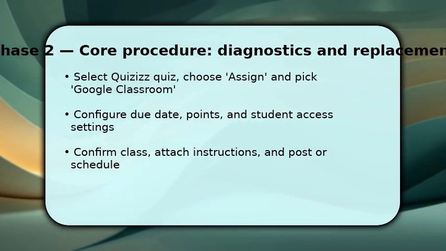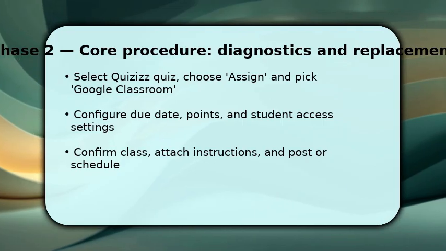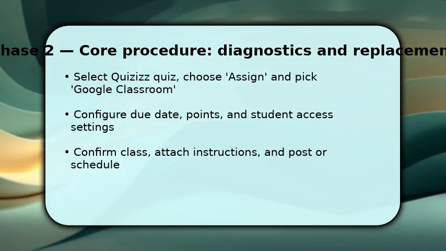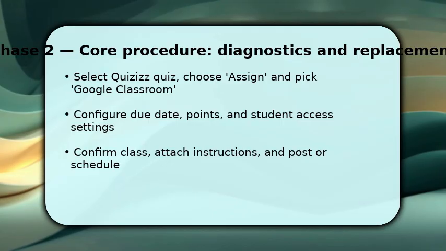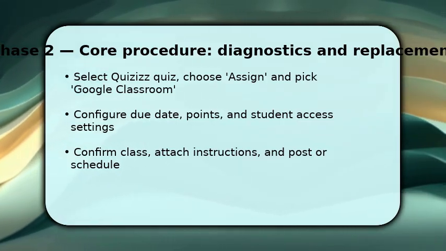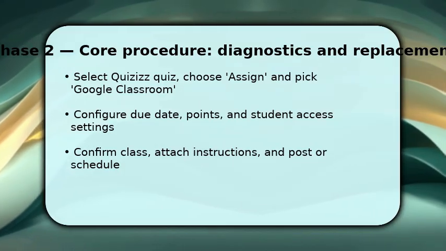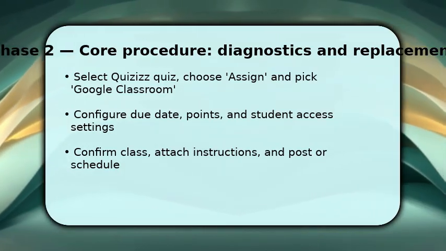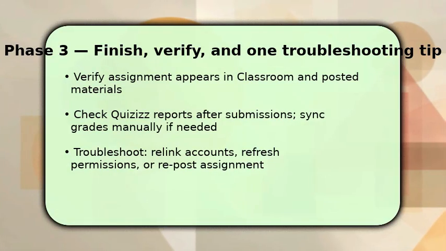Once you've selected the class, attach clear instructions for students and choose whether to post immediately or schedule. Make sure to check Allow Student Retakes if needed. This affects reporting. By doing these steps in this order, you reduce confusion. Finish by verifying the assignment appears in Google Classroom and that the link opens correctly for students.